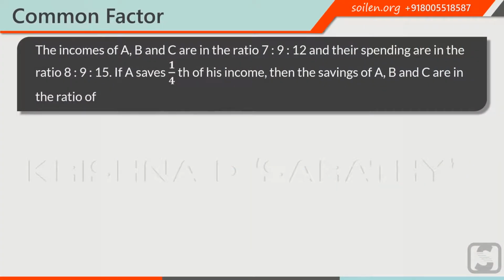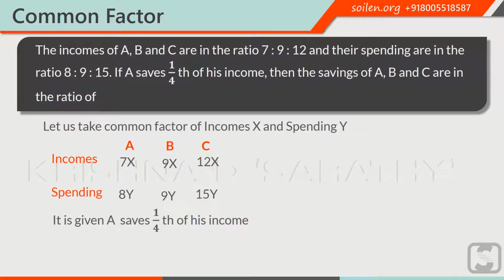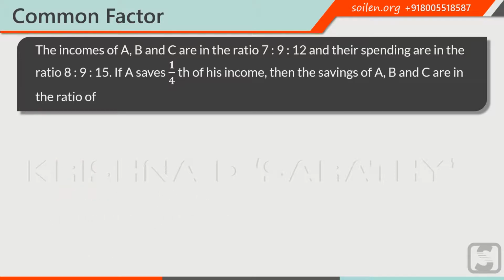Let's do it. First, let us take common factors of incomes x and spending y. So, we can write down A's income 7x, B's 9x, and C's 12x. In the same way, we can write A's spending 8y, B's 9y and C's 15y. Now, it is given in the question. A saves 1/4 of his income, so we can write A's savings equals 7x over 4. Now, we can form an equation using the above. Income minus spending equals savings.